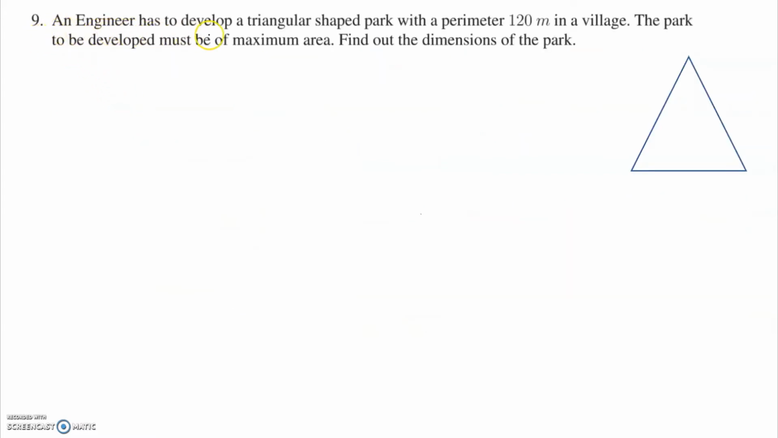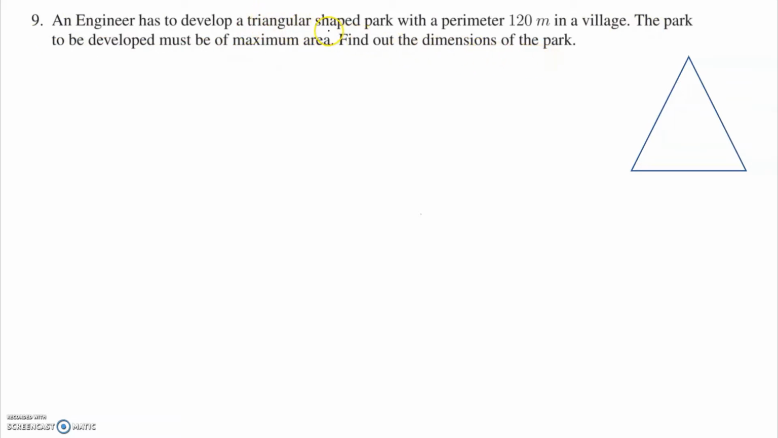Question number 9. An engineer has to develop a triangular shaped park with a perimeter of 120 meters in a village. The park to be developed must be of maximum area. Find out the dimensions of the park.